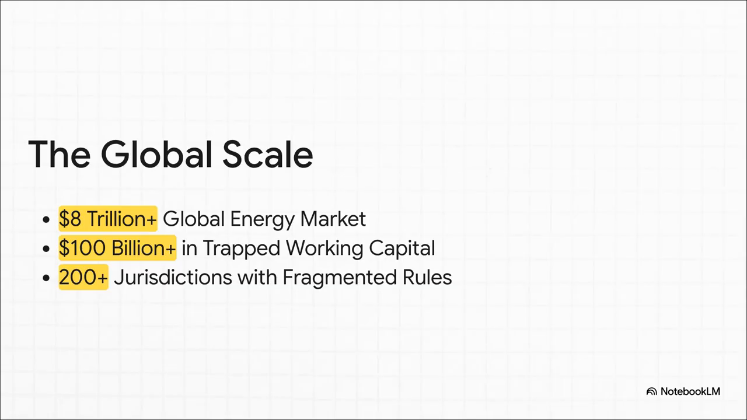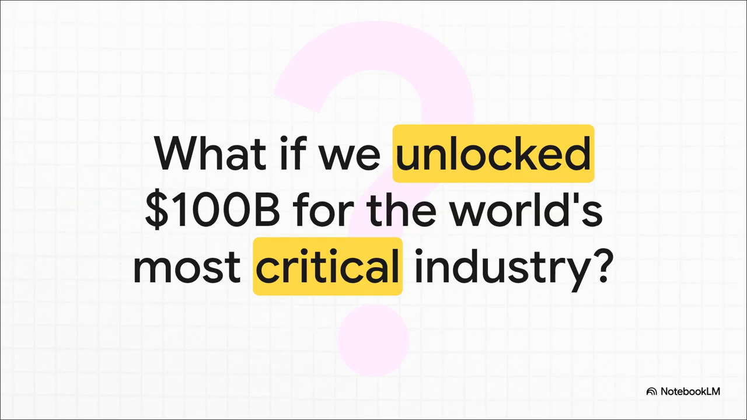And remember, we're not talking about some niche problem here. This is an $8 trillion global market, totally fragmented across more than 200 different countries and their rules. All that inefficiency adds up to over $100 billion in trapped capital, which is basically a constant tax on the entire global economy. So, you see, this is about way more than just a faster payment system. It's about building a modern, transparent, and radically more efficient financial foundation for the whole global energy economy. Which leaves us with a pretty big question to think about. What new possibilities open up when you suddenly unlock $100 billion for the industry that literally powers our entire world?